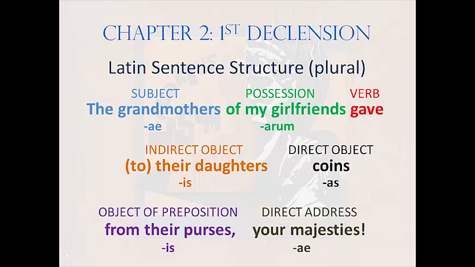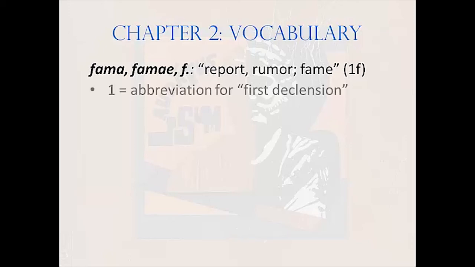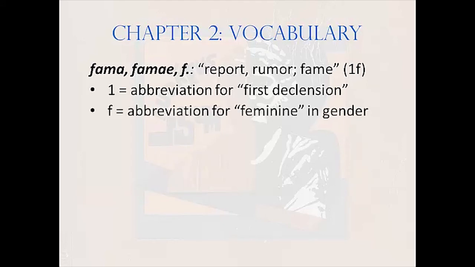Now let's look at the vocabulary. The first word is fama, famae, feminine, meaning report, rumor, or fame. It's a first declension feminine noun. The abbreviation 1 indicates that the word is first declension. The abbreviation F indicates that it's feminine in gender.